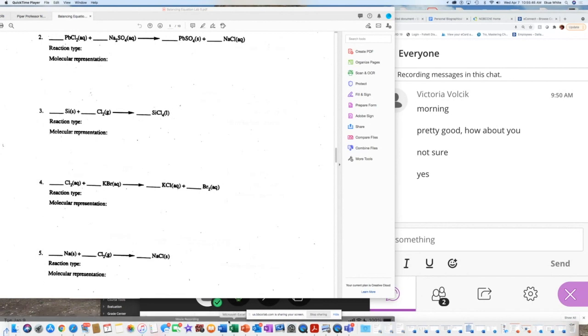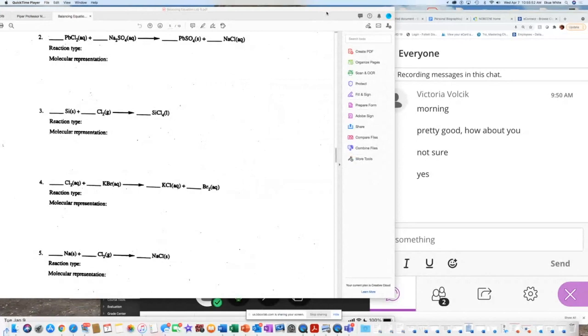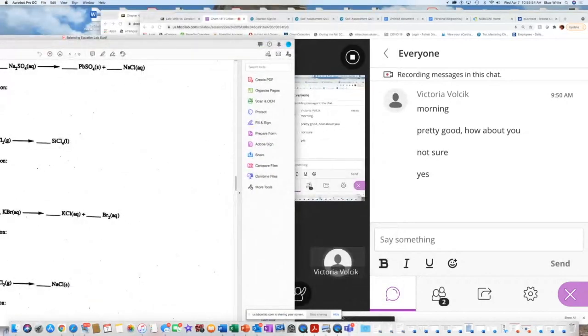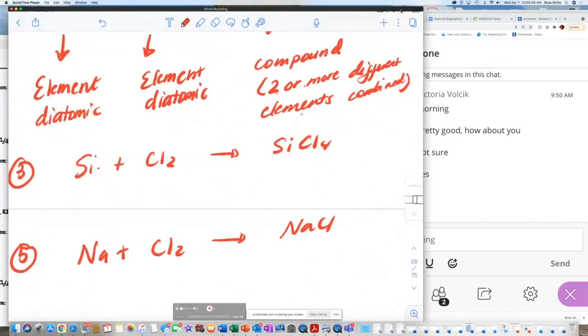These are all synthesis. Let me see. Is the page open somewhere here? Yeah, the page is in the bottom. Right. This is an element, monoatomic, because it's only one. This is 2 Cls, right? This is just one Si, 2 Cls. Still an element, but diatomic.